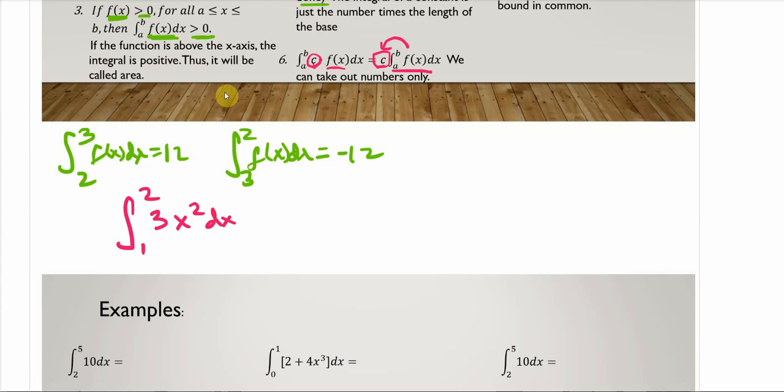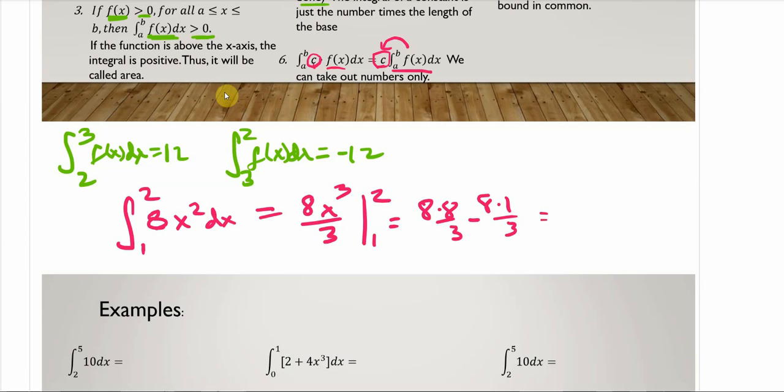3x squared from 1 to 2? Okay, so in this scenario, I don't want to use 3, let's use 8 here. If I had this, I'm going to end up with 8x cubed over 3 from 1 to 2. When I plug in the 2, I'm going to get 8 times 8 over 3 minus 8 times 1 over 3. And that's going to give me 64 minus 8, which is 56 over 3. I hope I didn't make a mistake in there somewhere.